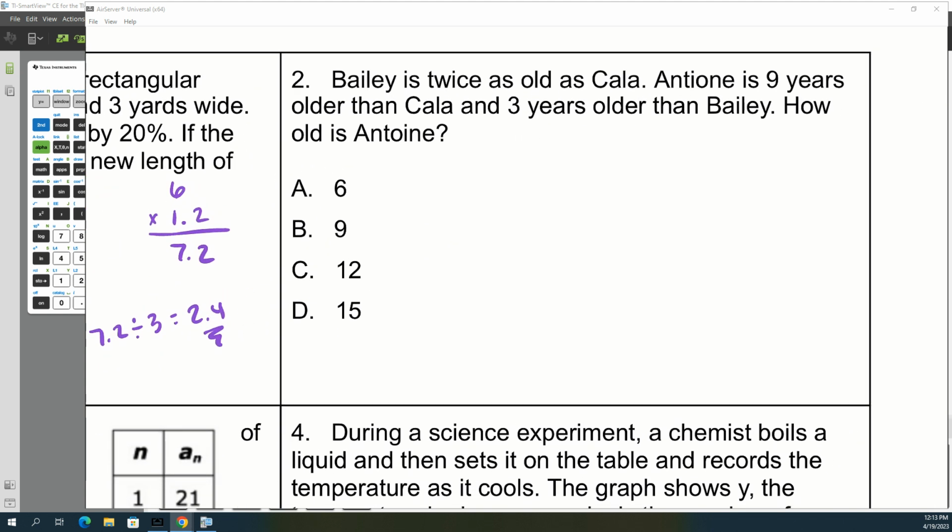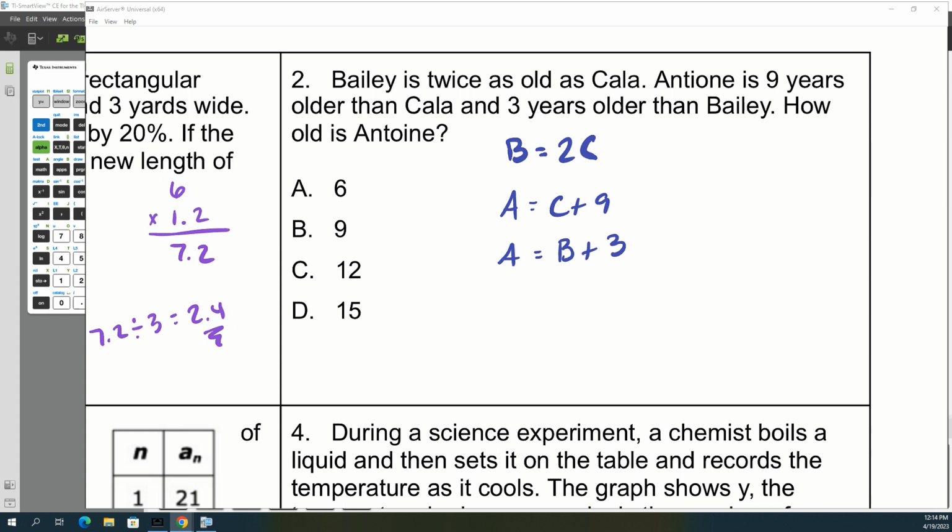All right, let's look at Bailey and Kyla, or maybe Kayla, and Antoine. So Bailey, let's call her B, is twice as old as Kyla. And then Antoine, we'll call A, is 9 years older than Kyla. Antoine is also 3 years older than Bailey. And the question is, how old is Antoine?